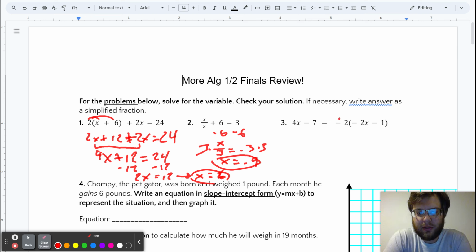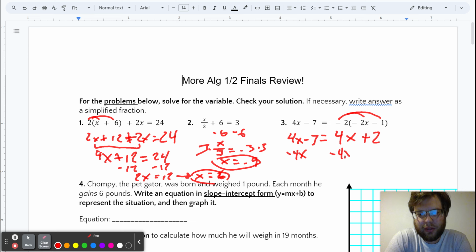On the third one, really similar to the first one, distribute the negative 2. So double negative 2 makes 4. Negative 2 times negative 1 makes 2. So we have 4x minus 7 equals 4x plus 2. And then if you try to get your x's on the same side, you'll notice that they actually cancel out.